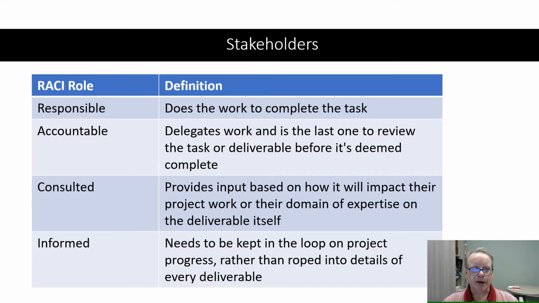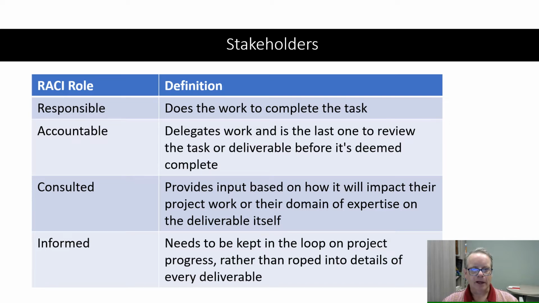One way to identify a stakeholder in a project is to consider what we call a RACI chart. RACI stands for responsible, accountable, consulted, and informed. Responsible team members do the work to complete the task. Every task needs at least one responsible party, but it's okay to assign more.